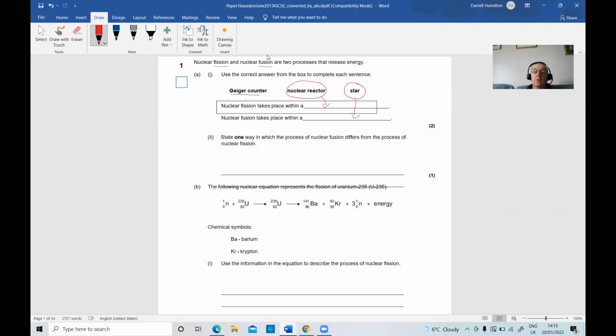One way in which the process of nuclear fusion differs: fusion is the combination of smaller like nuclei, that's fusion, whereas fission is the splitting of a large nucleus to make two smaller nuclei and release energy in gamma rays. So that's the principal difference. Fusion requires very high temperatures, whereas fission does not.